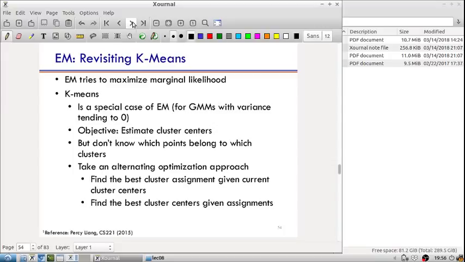And then once I have assigned the points to the clusters, in the M step, I'll find new cluster centers.